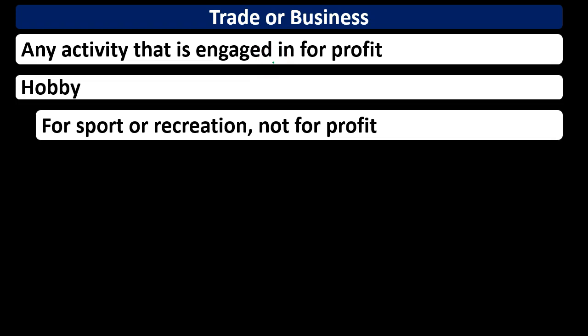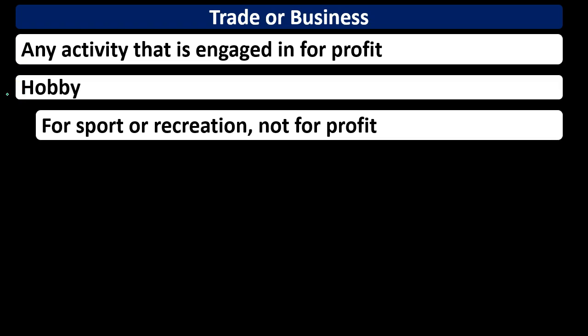Notice that there are incentives or benefits and pros and cons to either category. If we are talking about a trade or business, then we get to deduct the related expenses for that trade or business on the Schedule C. A hobby does not have that same benefit. The deductions related to a hobby are severely limited. So the fact that we get to deduct the expenses related to trade or business activities is a huge benefit to being categorized as a trade or business over a hobby.